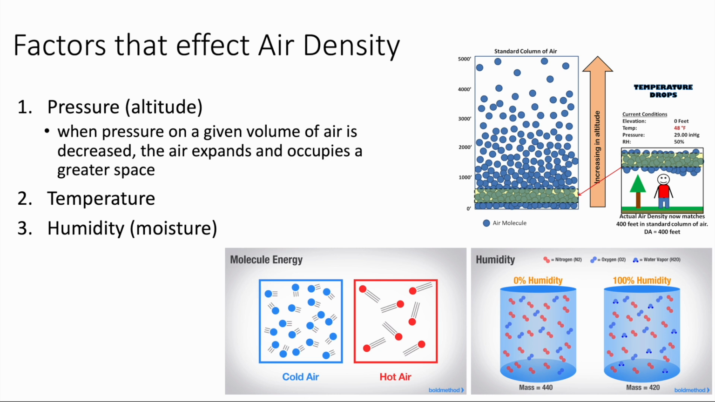So if you're flying in the mountains, high altitude, on a hot, humid day, your air density is going to be very low, meaning your aircraft performance is going to be pretty bad.